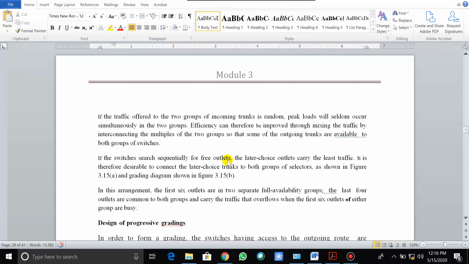If the switches search sequentially for a free outlet, the later choice outlets carry the least traffic. It is therefore desirable to connect the later choice trunks to both groups of selectors, as shown in the diagram. In this arrangement, the first 6 outlets are in two separate full availability groups. The last 4 outlets are common to both groups and carry the traffic that overflows when the first 6 outlets of their group are busy.